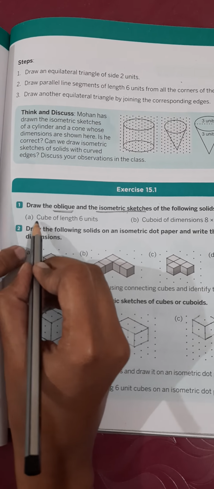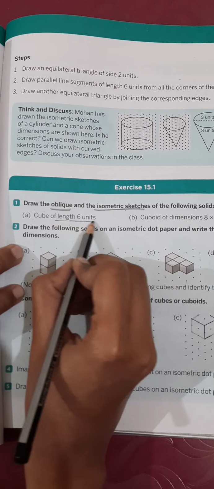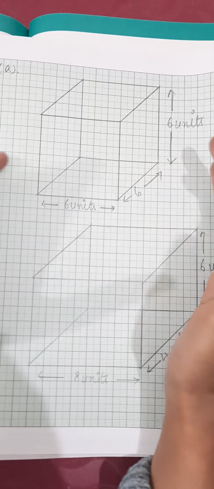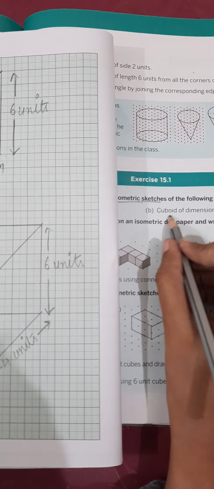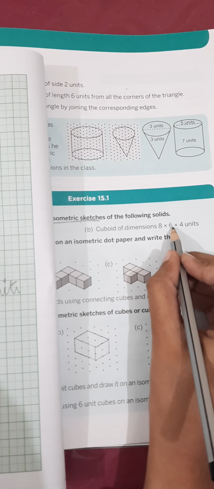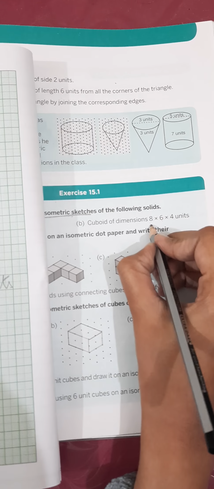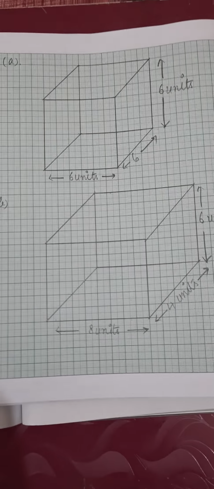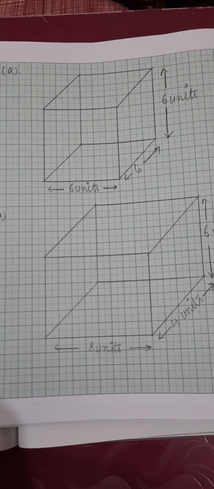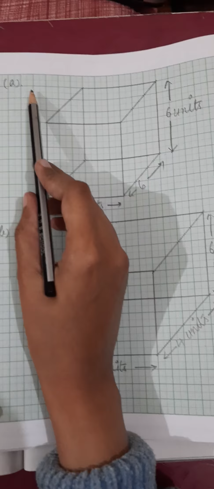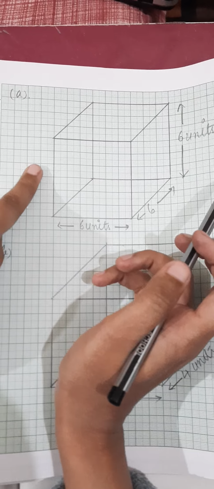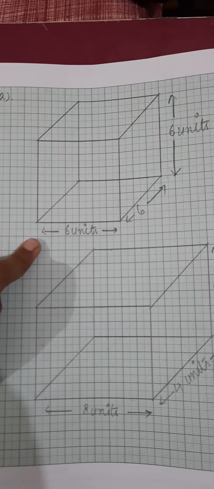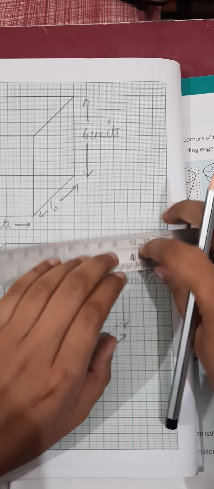Now you have to draw a cube of length 6 units. On oblique, firstly I am going to show you both the figures. The second is a cuboid of dimensions 8 into 6 into 4, that is length into breadth into height. These two I have done on the graph paper. Now how have I done it? The first figure is a cube whose sides are 6 units. Right? 6 units means, just look here.